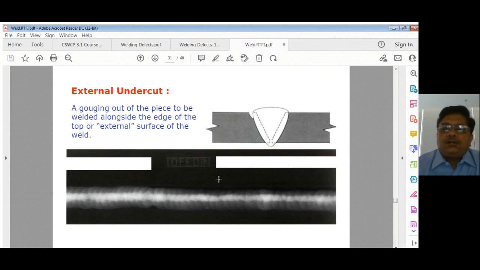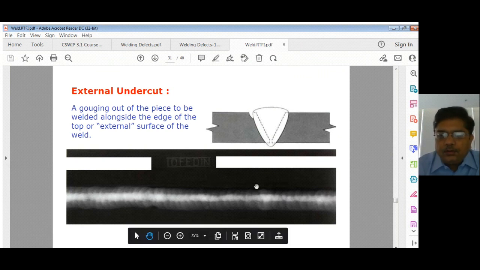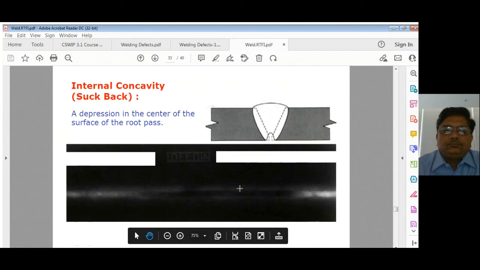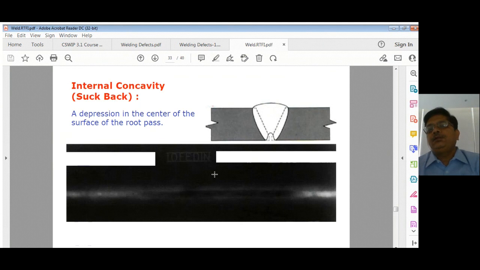An external undercut is also very easy. It will be a dark line on the top of the edge of the weld material, usually towards the parent material. Then internal concavity, and it will be a little bit of length in nature. That's why you can see this length. It's quite a bit of length in this, or root suckback we call. So root suckback will be a little bit lengthy.